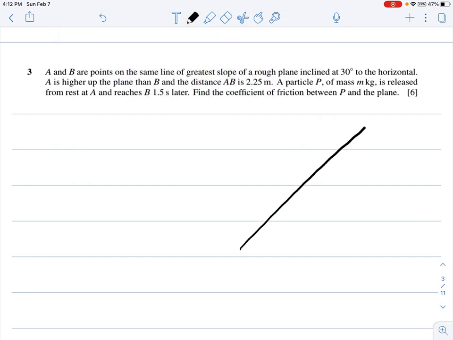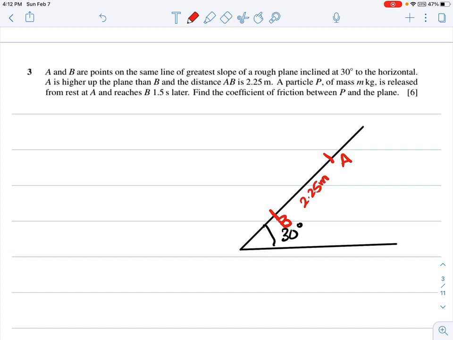So let me draw the diagram. This is a plane. The angle of inclination is 30 degrees. He says A is higher up and B is a lower point. Let me mark this point: A is over here and B is over here. And what is the distance between them? 2.25 meters, distance AB. A particle of mass m is released from rest at A.